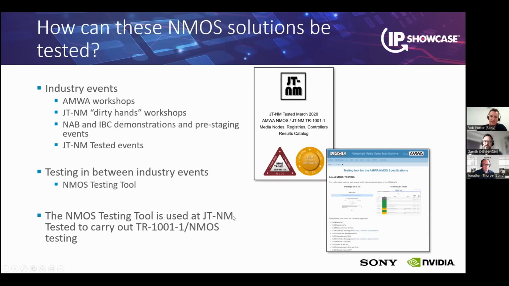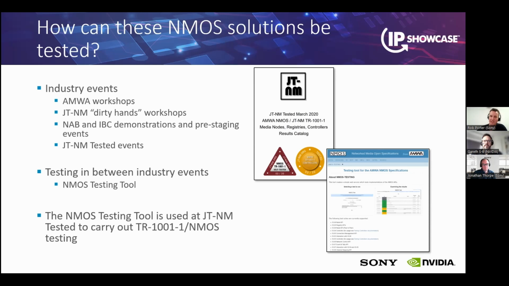So over the years, there have been a number of industry events where vendors have been able to get together to make sure their solutions can talk to each other, including AMWA and JT-NM workshops, pre-staging events leading up to big demonstrations such as trade shows like NAB and IBC, and more recently, JT-NM Tested events.